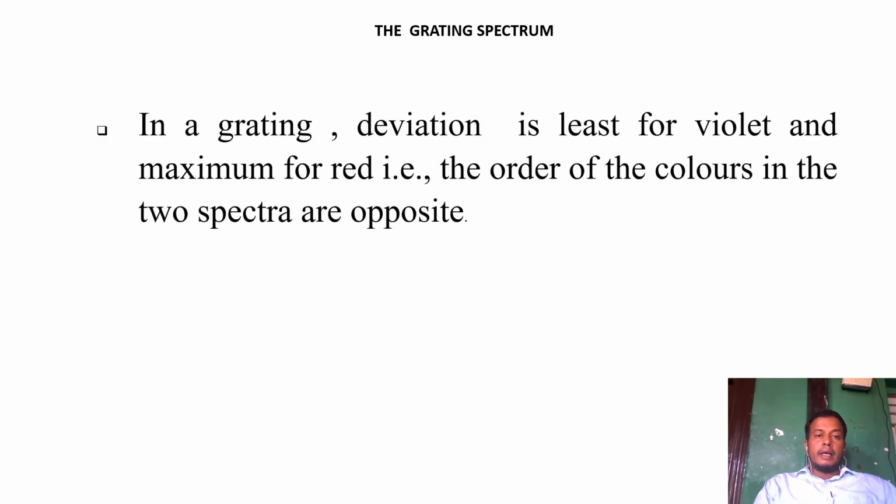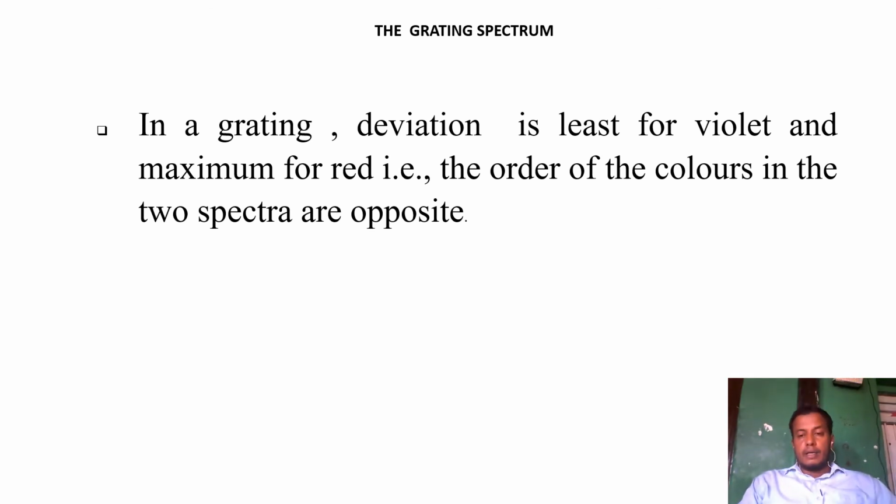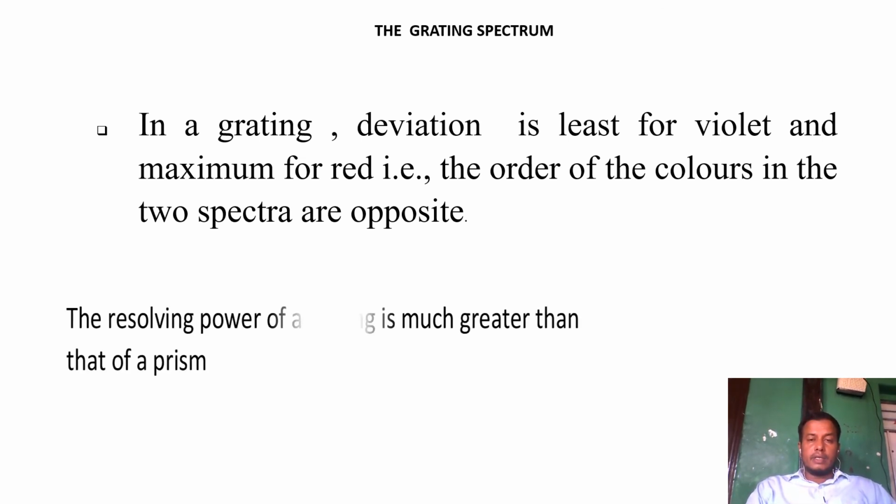In the grating spectrum, the deviation is least for violet and maximum for red, just opposite to the prism spectrum. The order of the colors in the two spectra is opposite in nature. The resolving power of the grating is much greater than that of the prism.